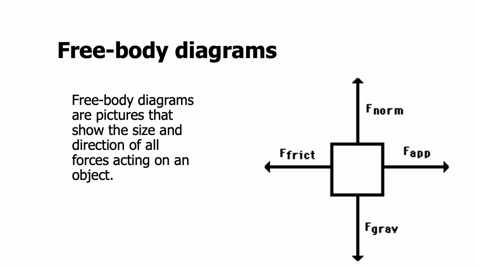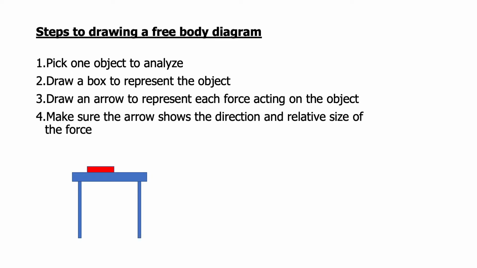The free body diagram, literally, is free, meaning it's free from its surroundings. That's why we have to isolate this. We have to remove all other things from its surroundings so that we can just focus on this. And these are the steps to draw a free body diagram.